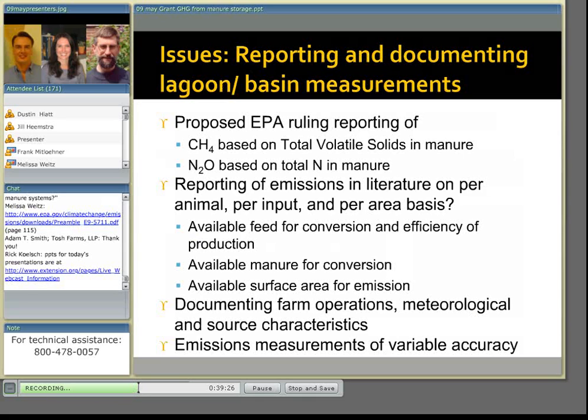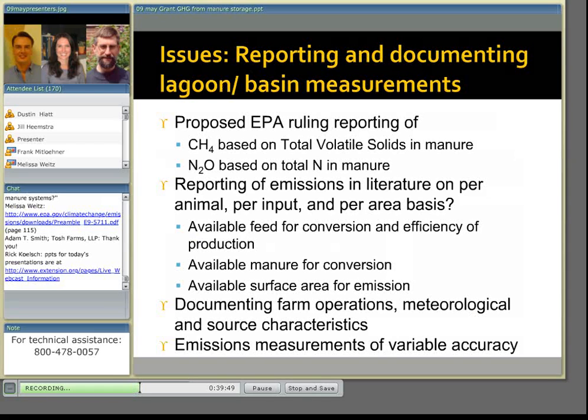The proposed EPA ruling requires reporting only of the methane and nitrous oxide. It ties the methane computationally to the total volatile solids computed or measured in the manure, and it ties the nitrous oxide emissions to the total nitrogen present in the manure.